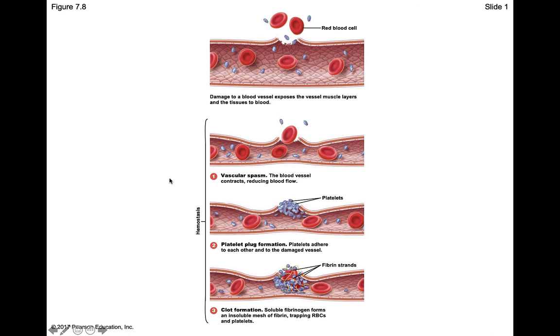Here we can actually see the onset, so damage to the vessel. So now the first thing, notice the narrowing here is our vascular spasm. So the blood vessel is contracting, minimizing blood flow through that particular area. Here's the formation of the platelet plug. And then notice around that particular area, you see the formation of the clot.